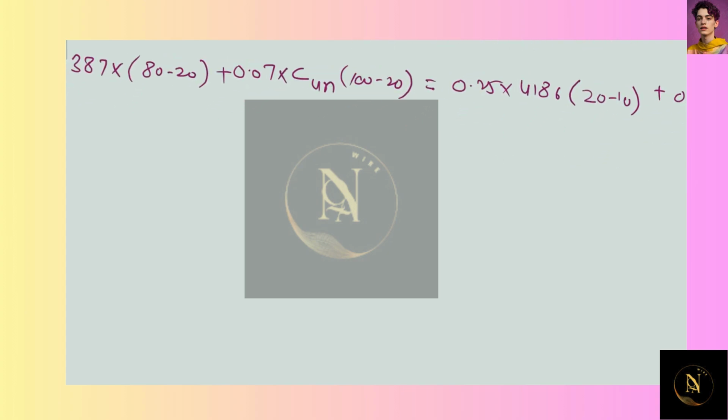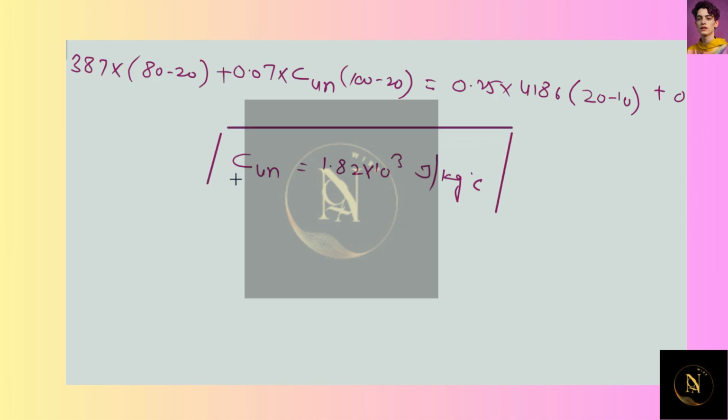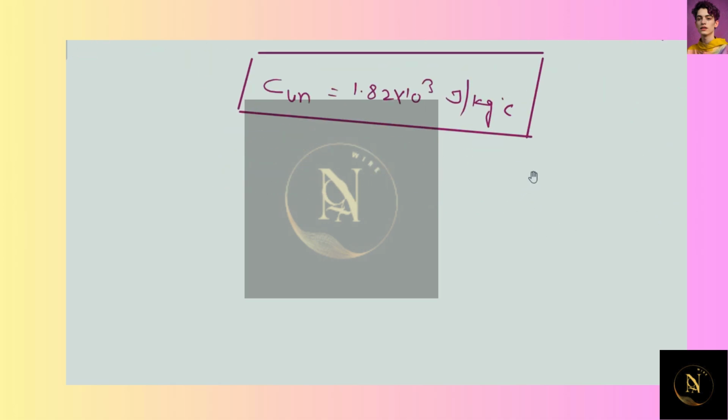Now after solving this we get the value of C unknown, which comes out to be 1.82 times 10 to the power 3 joule per kg degree Celsius. This is the specific heat of the unknown block, and this is our answer for the first part of the problem. Now in the second part we have to identify the unknown material.